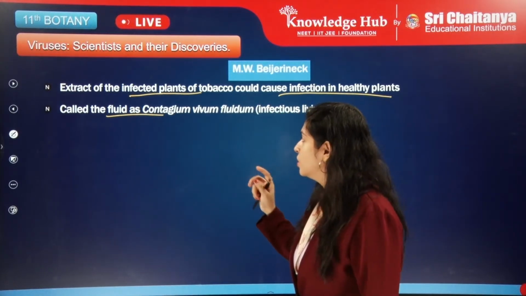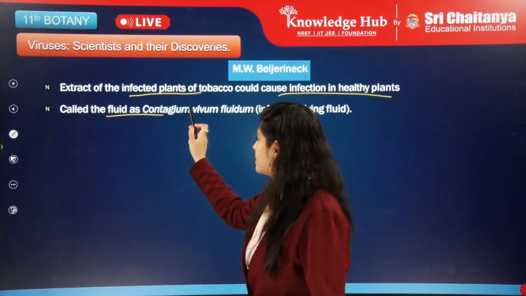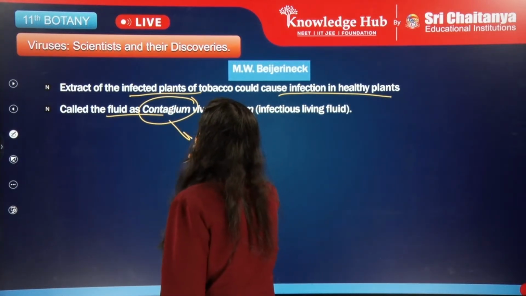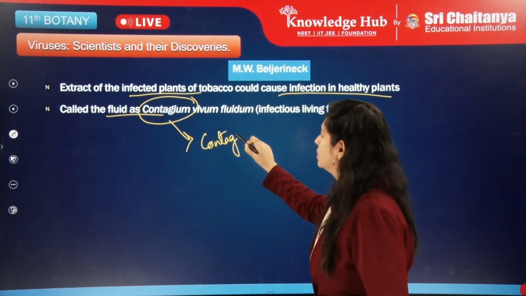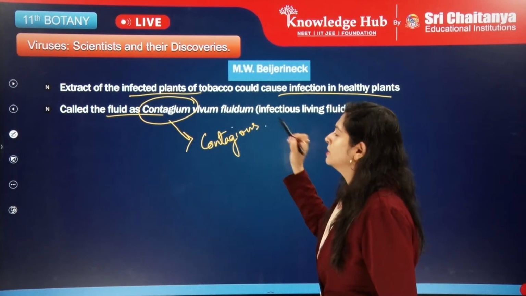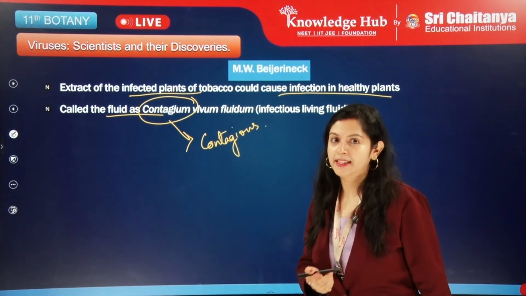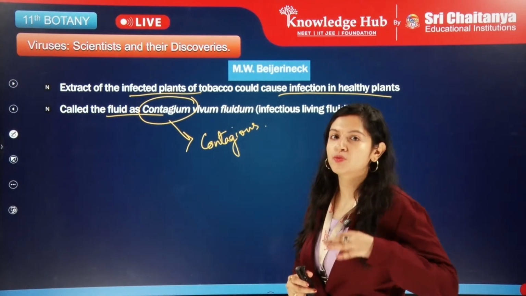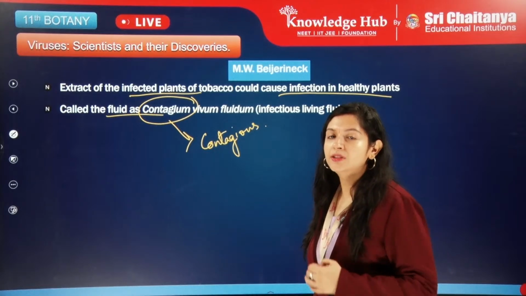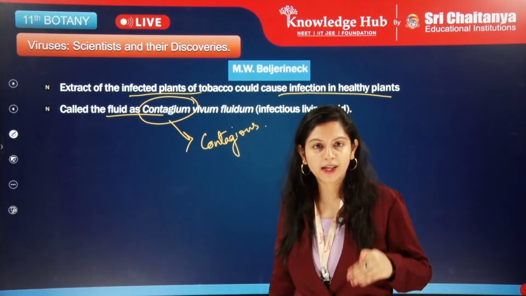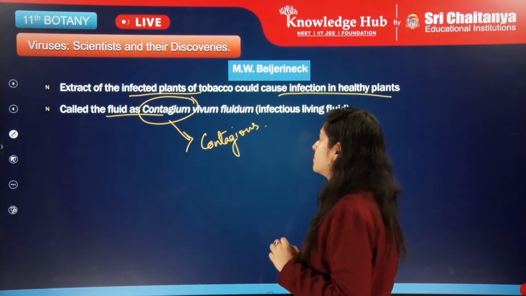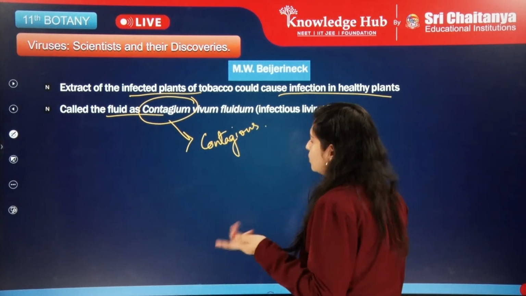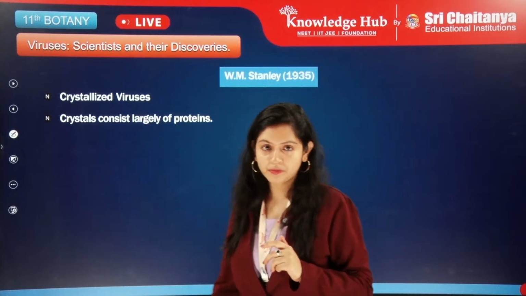So you can understand this is contagium. This means contagious. It is causing contagious infections, diseases like that. Contagious, which can be spread through any transferable thing from one organism to another organism. That is contagious disease. So, infectious living fluid.